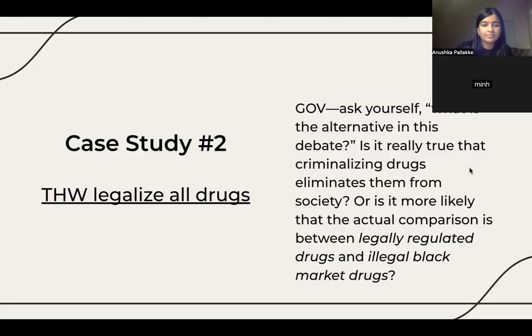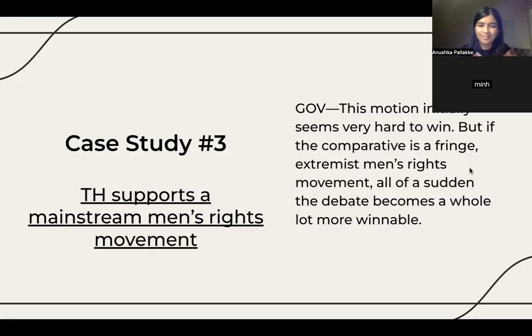Okay. And then just one more, we'll try another case study. This one is low-key significantly harder. The resolution is: this house supports a mainstream men's rights movement. Try to think of something on the government side. If you can't come up with anything for this resolution, that's totally okay. You can give it a try.